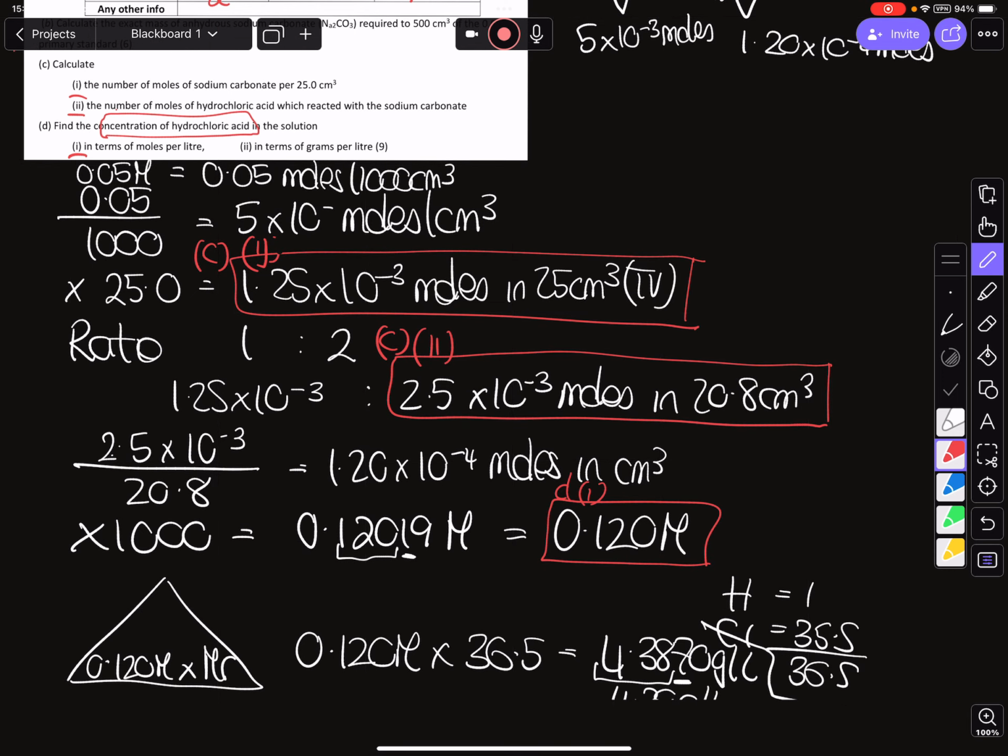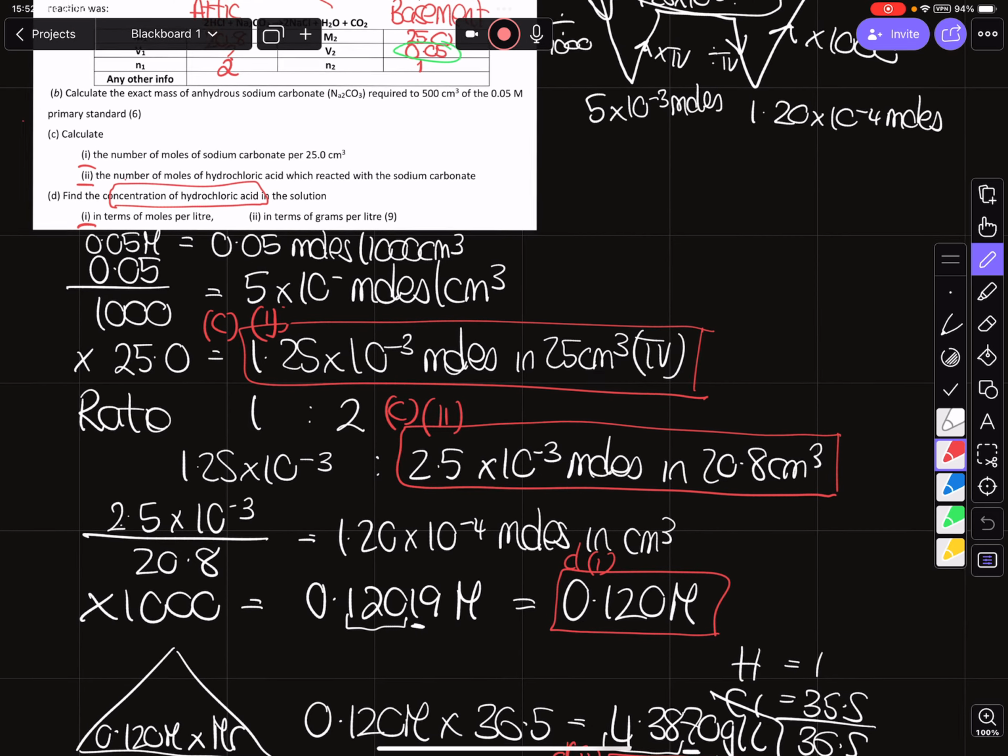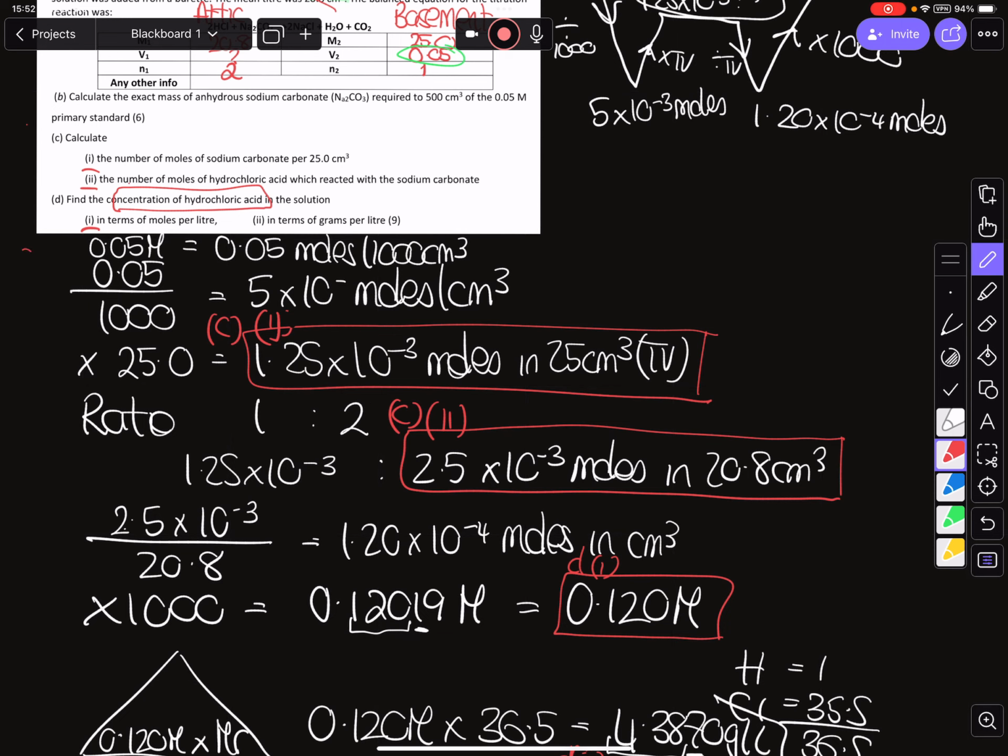And then in terms of grams per litre, it should be this 4.39 grams in a litre, and this is D part 2. Now, again, if you cannot annotate, then at the start of your question, the maths that you're doing is for C and D. That's how you would leave it.